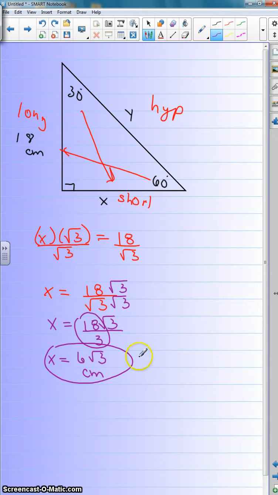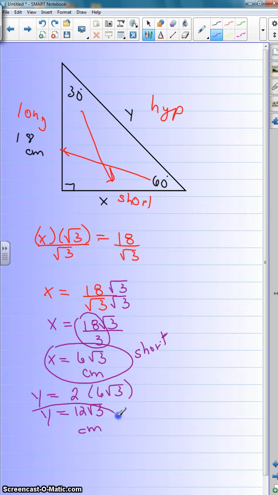Now I have my short leg. I'm going to take my short leg and multiply it by 2 to get to my hypotenuse. So y, which is the hypotenuse, is 2 times 6 square roots of 3. I'm going to take the 2 times the 6, and so I get y equal 12 square roots of 3, and this is in centimeters, and it's my hypotenuse.